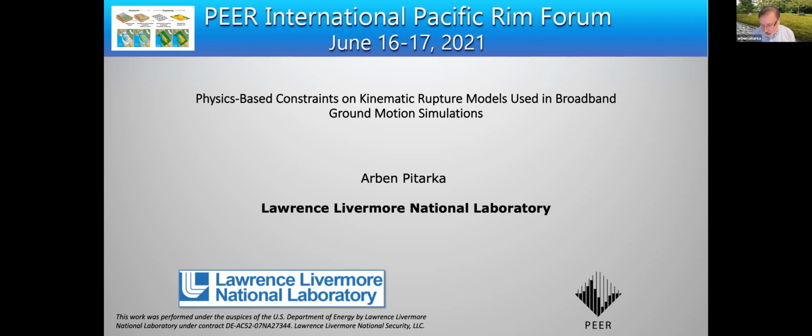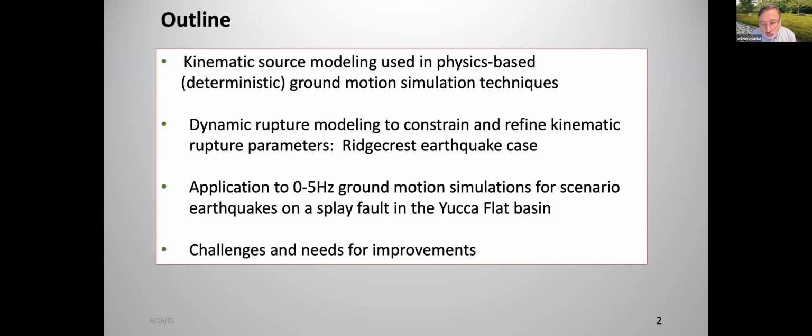All right. So the outline of my talk is kinematic source modeling used in physics-based ground motion simulations technique. And then I'll talk a little bit about the dynamic rupture modeling that is used to constrain some of the kinematic rupture parameters. And I'll show an example focused on the Ridgecrest earthquake.